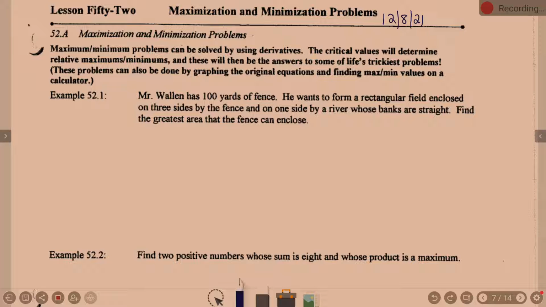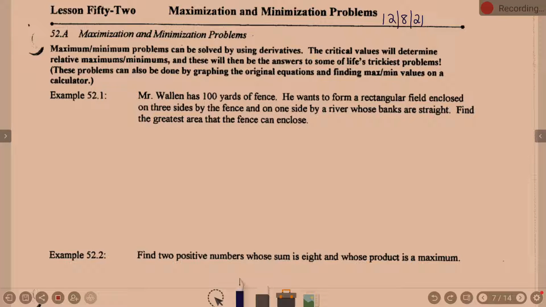Okay, Mr. Wallen has 100 yards of fence. He wants to form a rectangular field enclosed on 3 sides by the fence and on 1 side by a river whose banks are straight, because all rivers have straight banks. Find the greatest area that the fence can enclose.